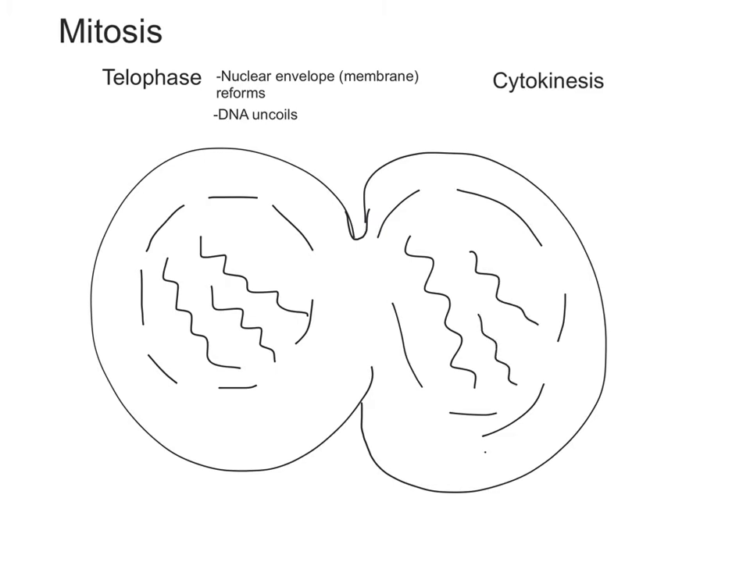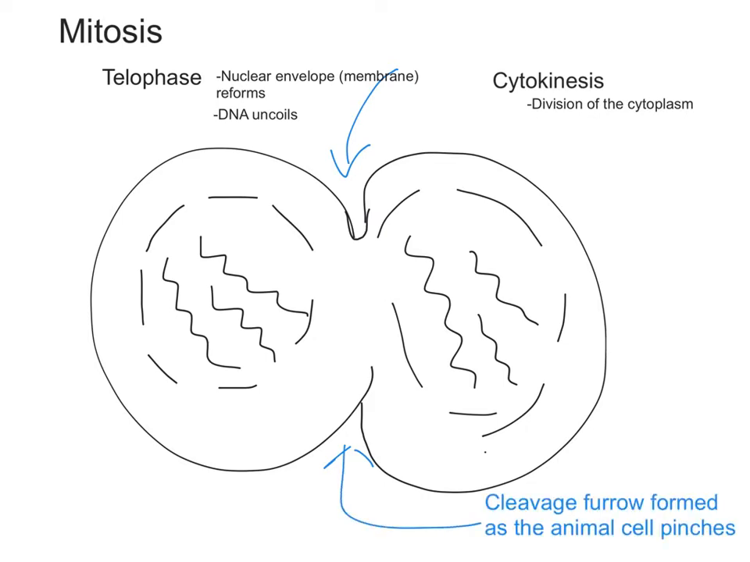Okay. For cytokinesis, we see a cleavage furrow forming, so this pinching is occurring, which will actually divide the cytoplasm and give us two separate cells.